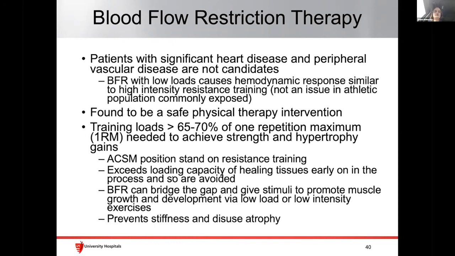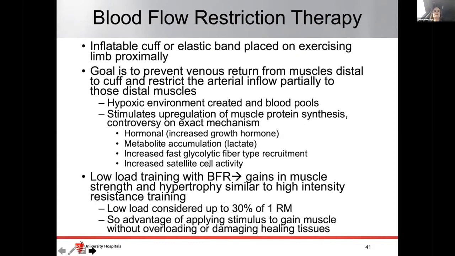So this actually came to be in Japan in the 1990s. They first talked about this type of therapy. So you place an inflatable cuff, you have to create a hypoxic environment with exercise, and there's different mechanisms they think it may work, either by hormonal release of growth hormone, lactate accumulation, but basically the muscle protein synthesis gets upregulated. And so you can do low stimulus to gain muscle without overloading your tissues.